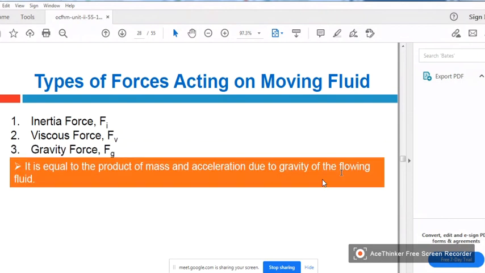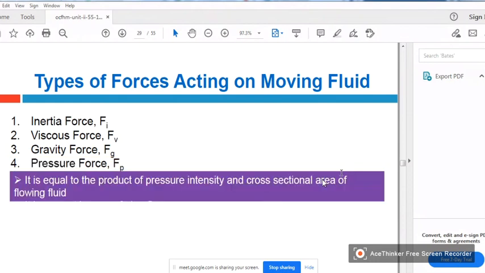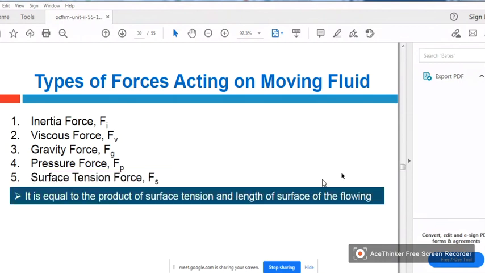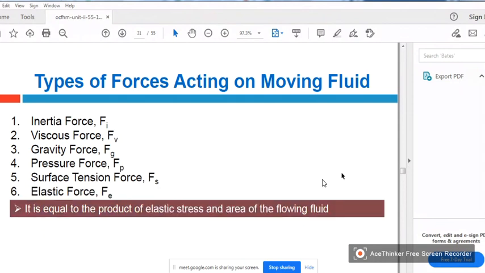And similarly, we have gravity force, which is equal to the product of mass and acceleration due to gravity. Then pressure force is pressure intensity times the cross-sectional area of the fluid. These are the various types of force acting on a moving fluid. Then surface tension force is surface tension times the length of the surface of the flow. And then elastic force is the product of elastic stress and area of the flow, right?